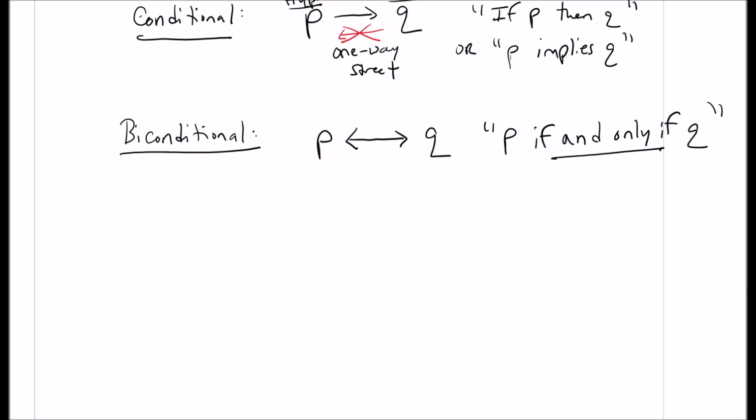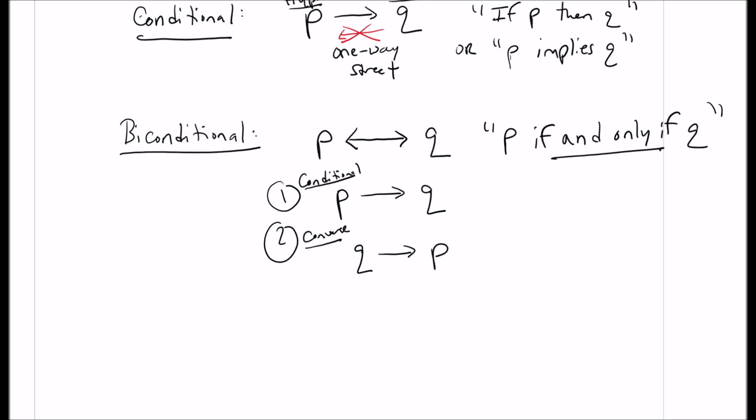All right, and so this means that you can write this as two statements. You can write it as the original conditional statement, and you can write it as the converse, which is when you flip the arrow the other way. Now, both of these must be true for the biconditional to be true. So both 1 and 2 must be true for the biconditional to be true.